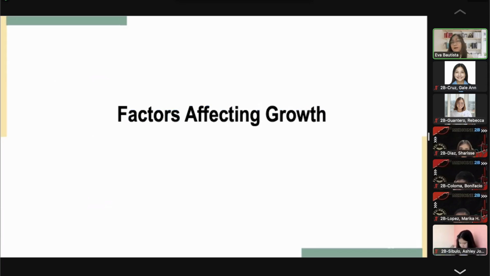So there are several factors affecting growth. You are aware of nutrition, genetics, illnesses, that's under environmental, and we'll discuss some of this in the next slides.